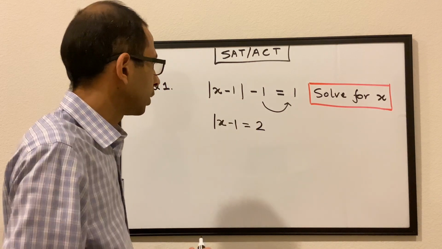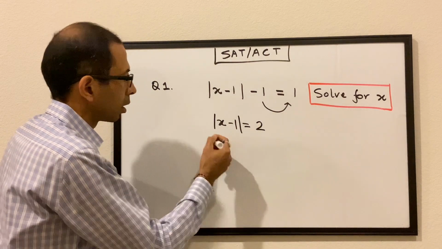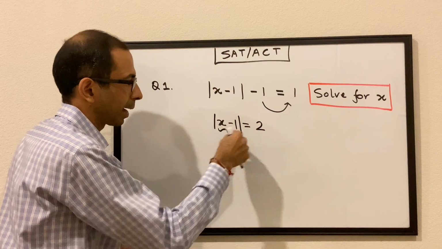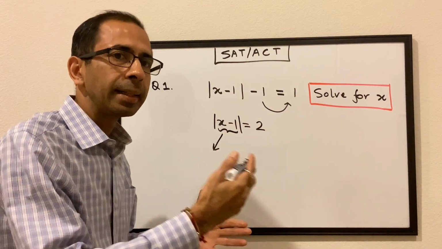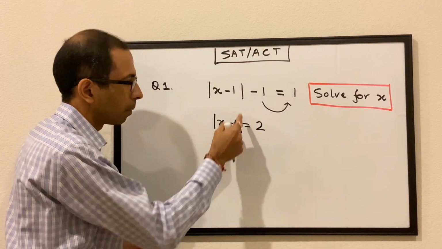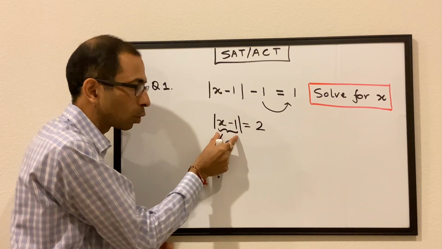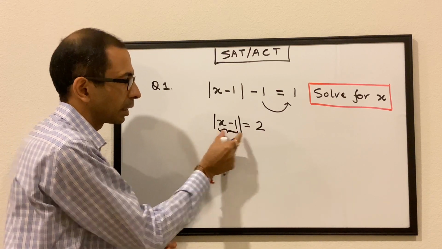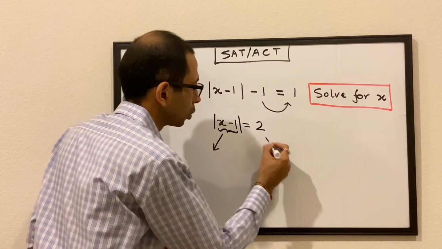Now as we discussed earlier in the absolute value sessions, what this means is that the entity inside the absolute value, this x minus 1, it can be equal to 2 and it can be equal to negative 2 also, because when this entity is 2, the absolute value of 2 would be 2, and when this entity is equal to negative 2, even in that case the absolute value of that entity will be equal to 2, right? So we can break this equation into two scenarios.